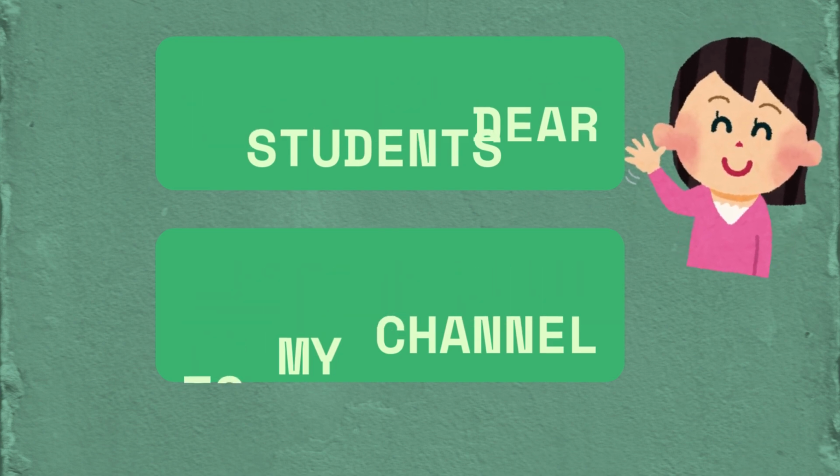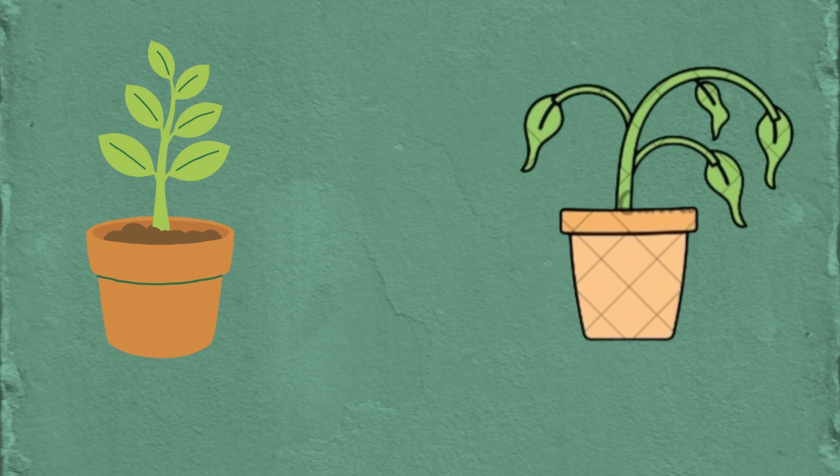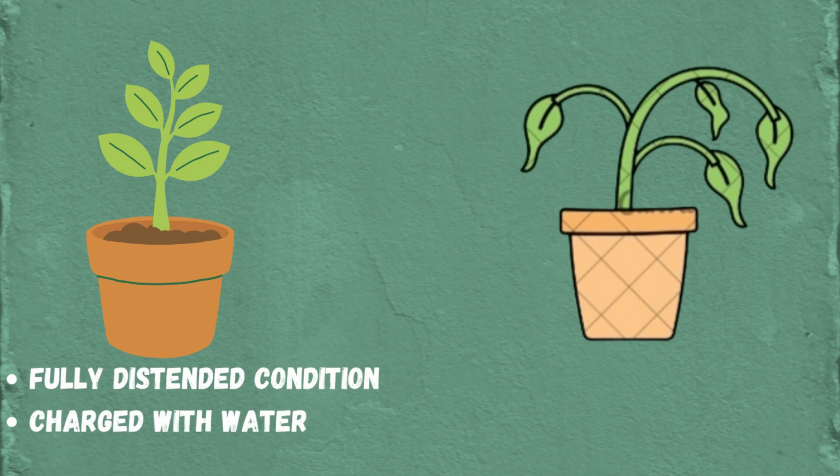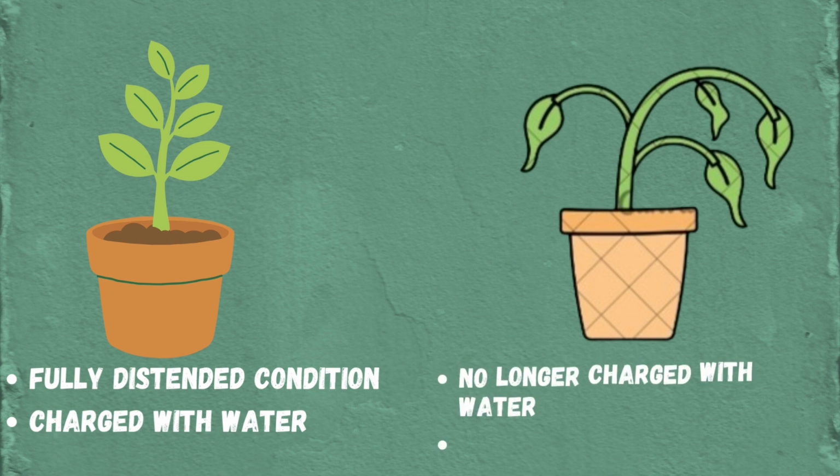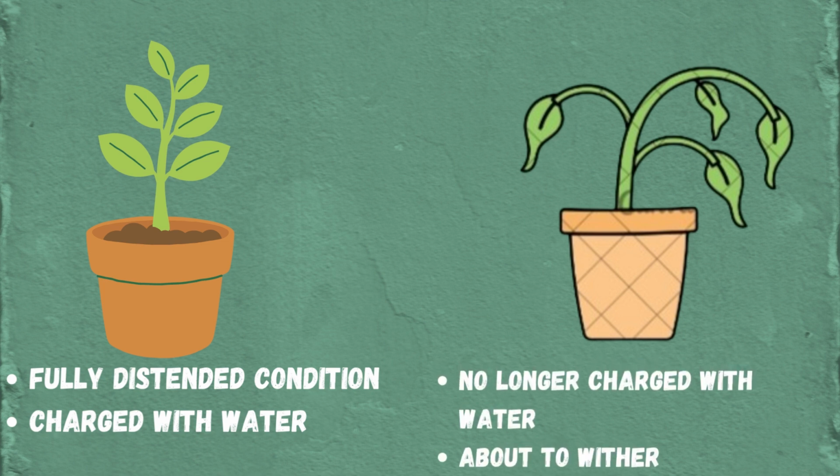To start with, I want you to observe these two plants. As you can see, the first plant is in a fully distended condition and is charged with water. But the second plant is no longer charged with water and is about to wither.